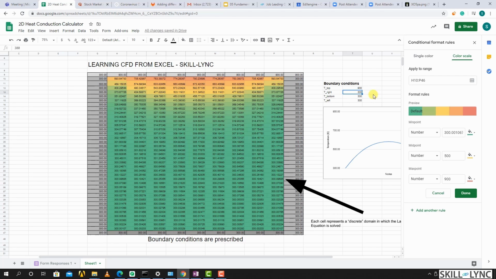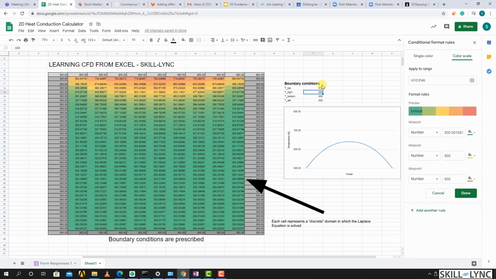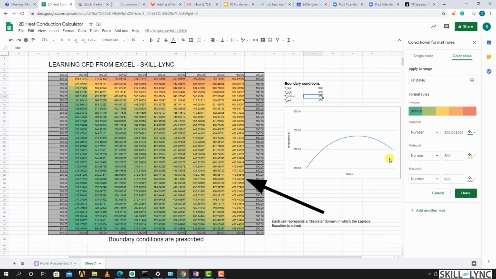With this simple calculator, you can do a lot more changes now. I can change the temperature of the right side boundary. So let us change that to 500 Kelvin. You can see that it's immediately iterating, and the temperature distribution along the midway of the rectangular plate has now modified, and you get a new contour.